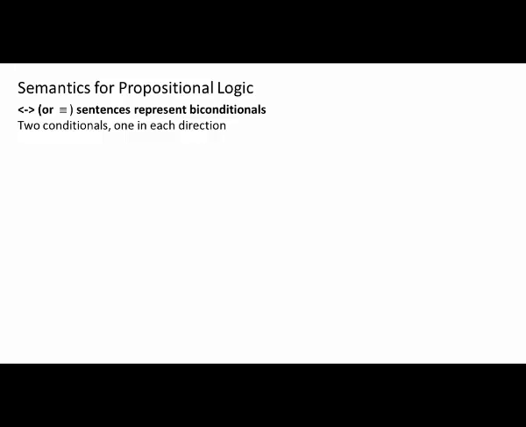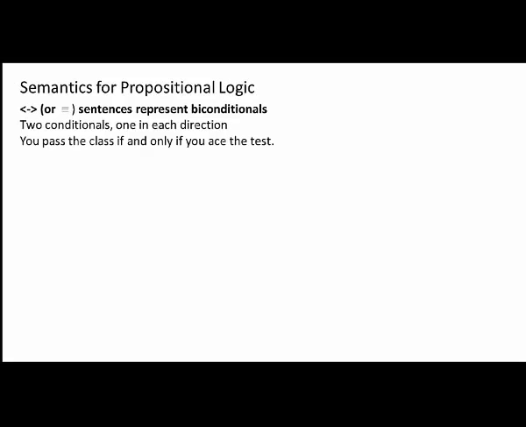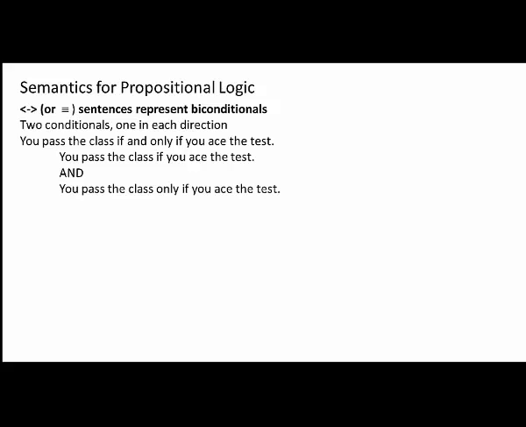So let me start off with an example of what I'm talking about. Suppose we have a statement like, you pass the class if and only if you ace the test. We actually have the tools to represent this kind of statement already within our system. Because if you think about breaking this statement down, it means you pass the class if you ace the test. That's the if part. And then we have and, which we can represent with the dot. You pass the class only if you ace the test. So now both of these are conditional statements. They can be represented with the arrow or horseshoe.